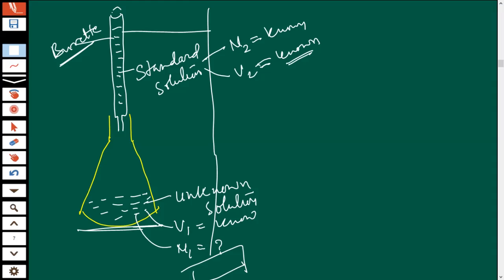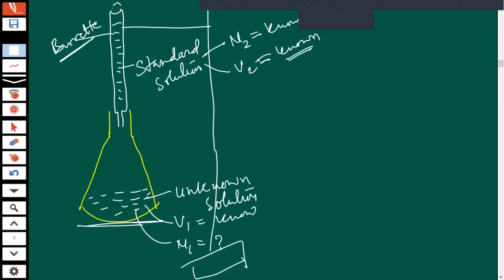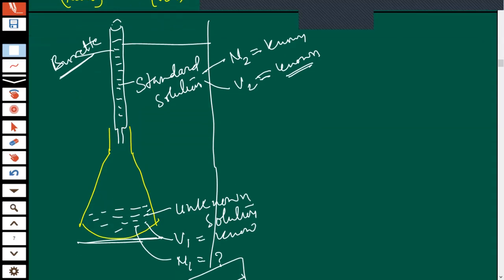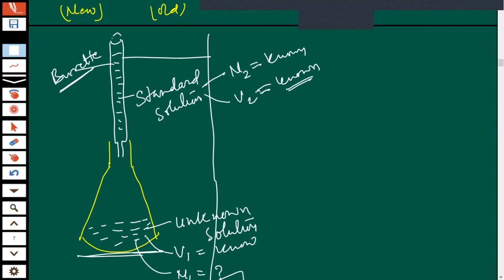So this is the titration process, children. We'll take one conical flask and put the unknown solution there. The volume will be known, but we don't know the normality. The standard solution, whose normality and volume are both known, is in the burette. Volume can be known by the burette reading.